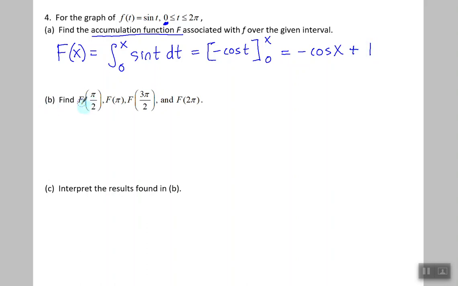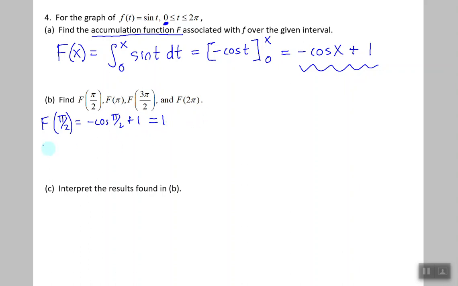Part B, find capital F of pi over 2, of pi, of 3 pi over 2, and of 2 pi. So we take what we got as our accumulation function and plug in each of those values. Capital F of pi over 2 means negative cosine of pi over 2 plus 1. That's 0, and 0 plus 1 is 1.